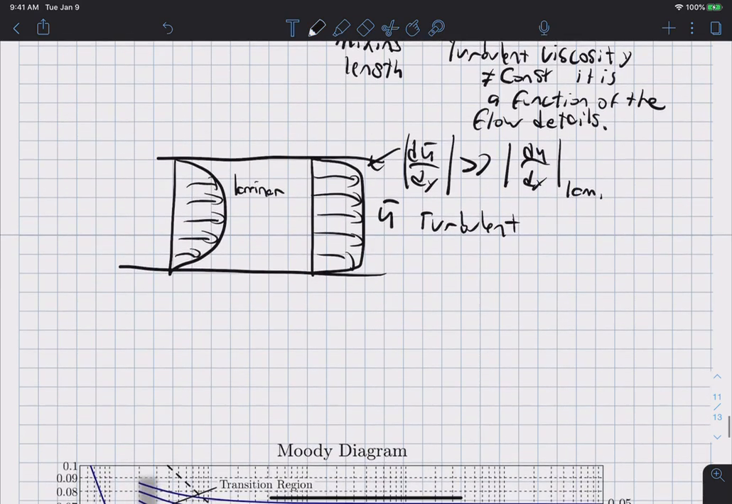And empirically, you can say that U bar equals U max, which is at the center line, times 1 minus r over capital R, where capital R is the outer radius of the tube, raised to the 1 over n.